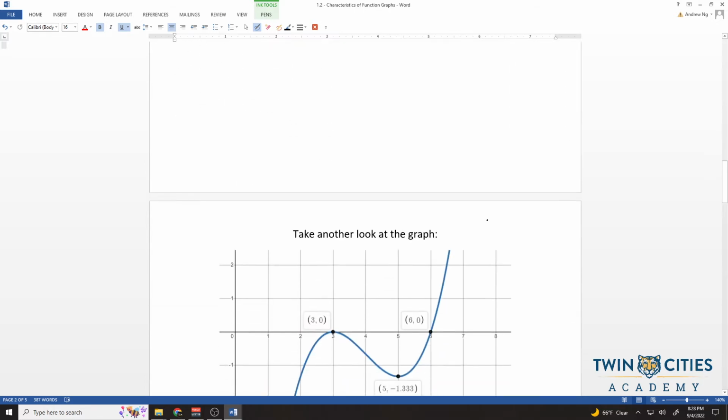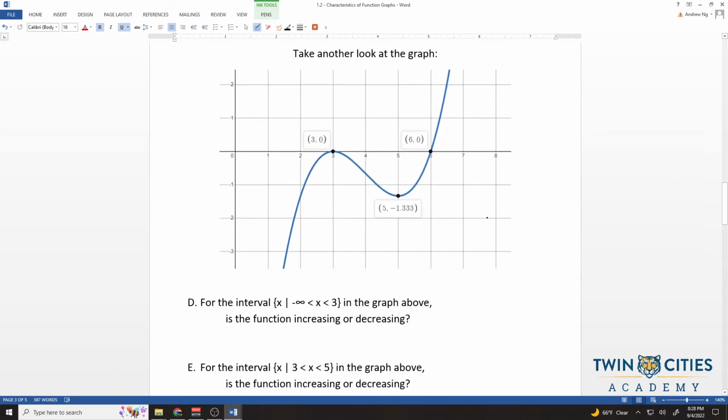So let's take another look at that same graph here and determine where we are increasing and where we are decreasing. This question says, for the interval x such that negative infinity is less than x less than 3, is the function increasing or decreasing? So this is saying from way out here. Now the function is actually going to be down here, but going left to right from negative infinity to 3 here, we are going up. So this would be increasing.